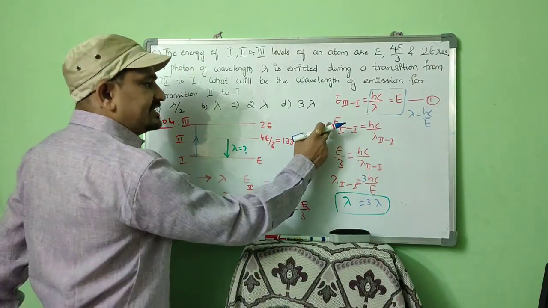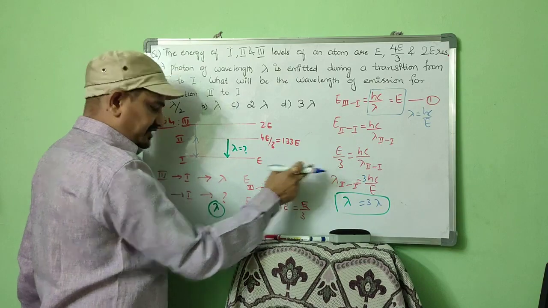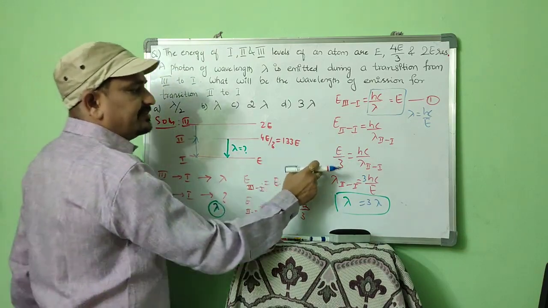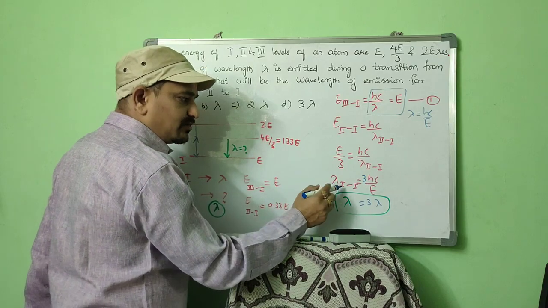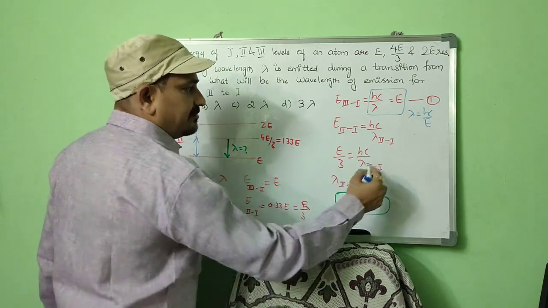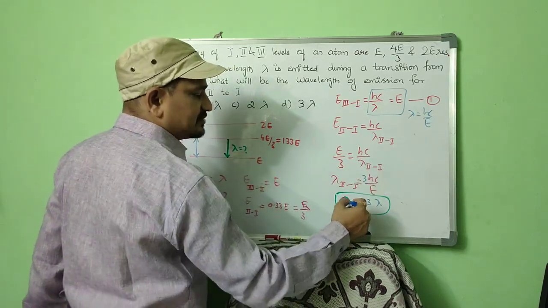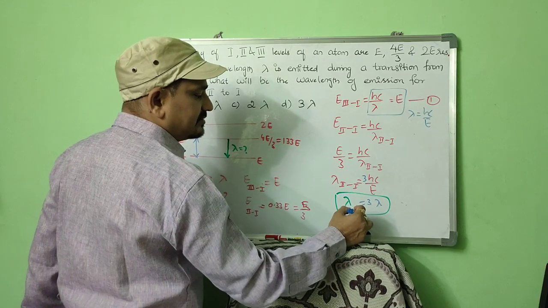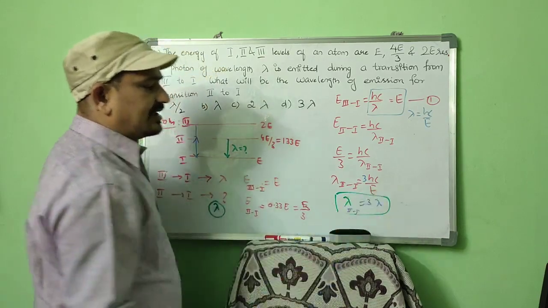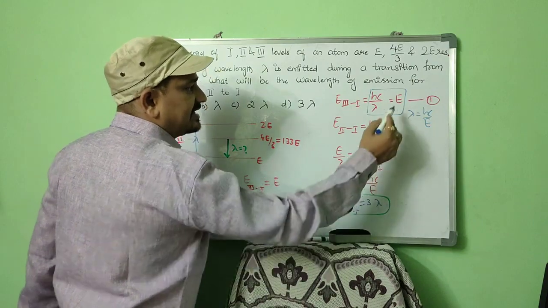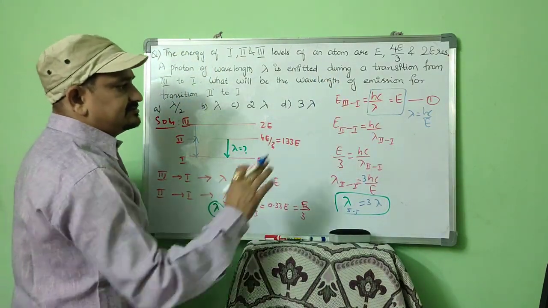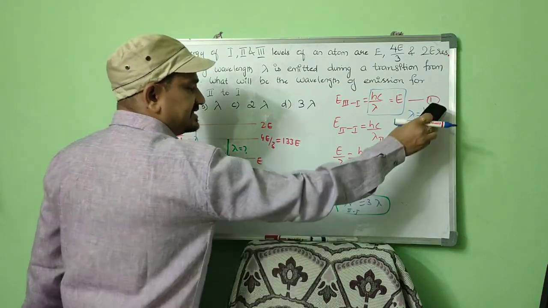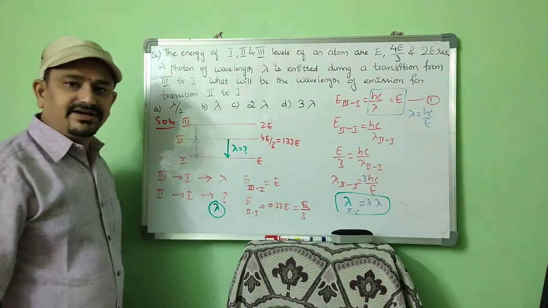So, what is the energy difference for 2 to 1? We determined here E by 3. E by 3 is equal to hc by lambda 2 to 1. Lambda 2 to 1 equals 3 hc by E. But we have hc by E as lambda. So lambda 2 to 1 is equal to 3 times lambda, because hc by E is lambda. So 3 lambda, right?